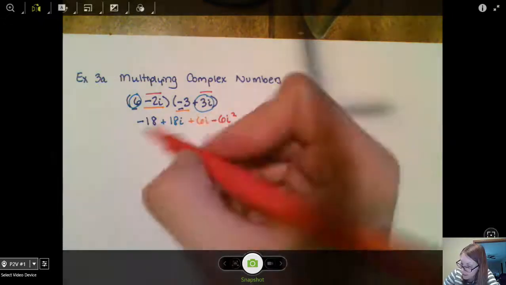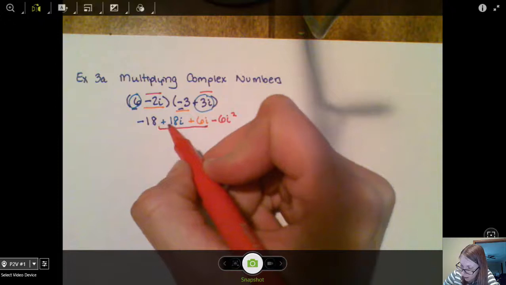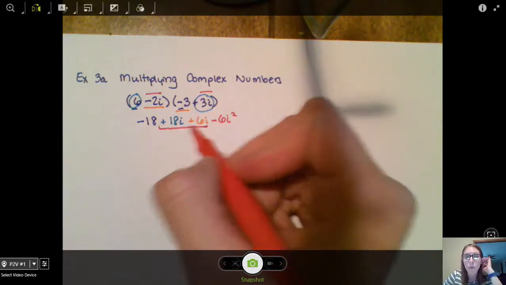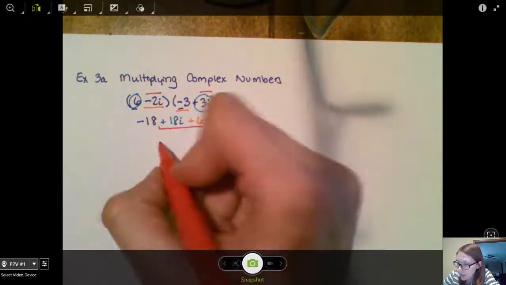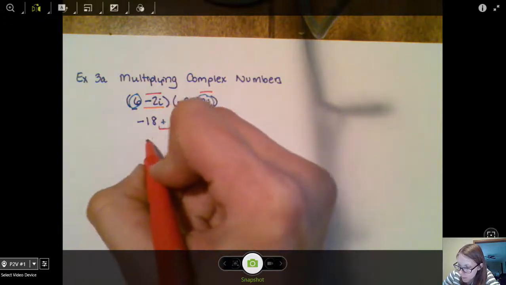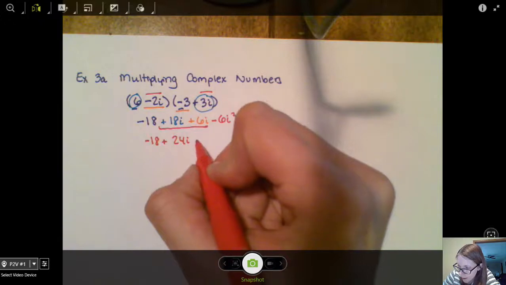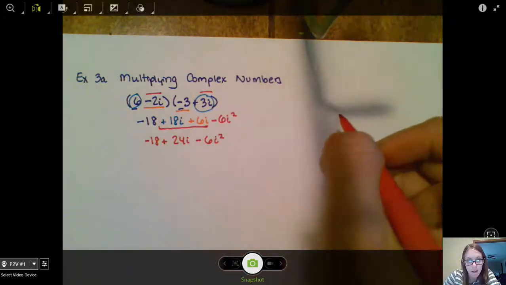All right, now as you notice, we can simplify these outside and inside, these two middle terms after we FOIL, because both result in having an i. Positive 18i plus 6i is 24i. Bring down everything else. So negative 18 plus 24i minus 6i squared.